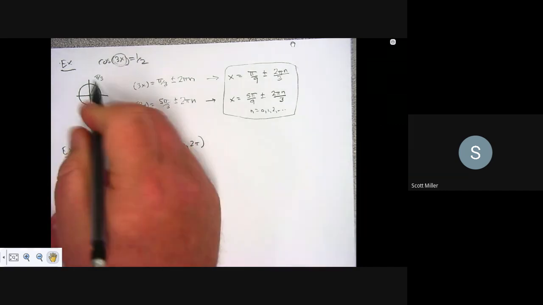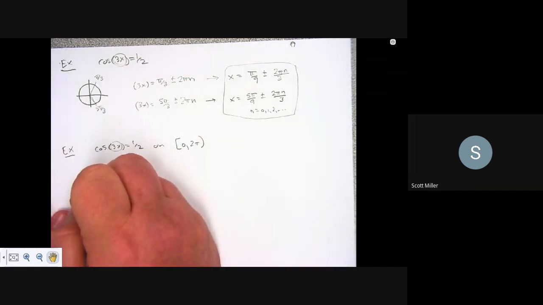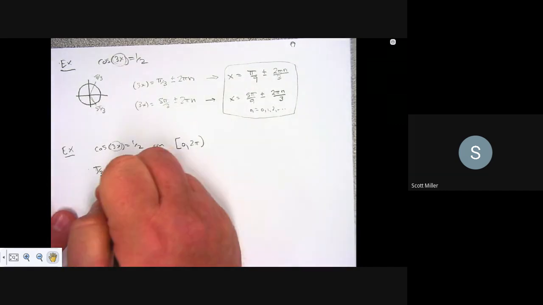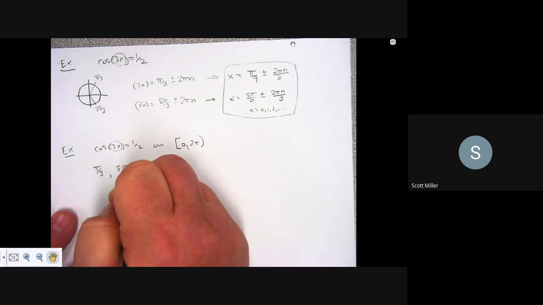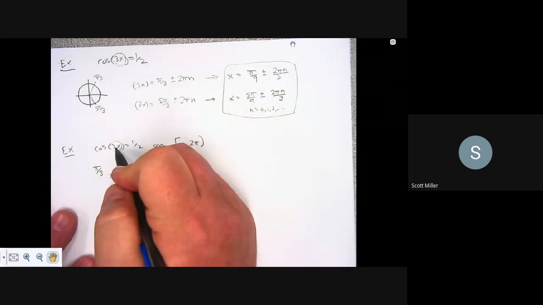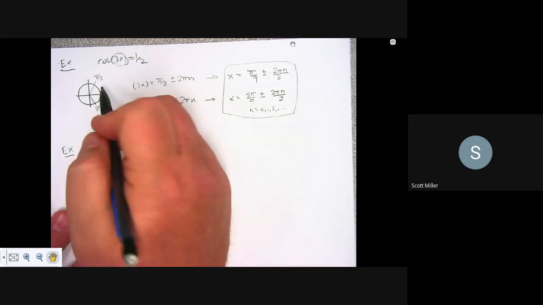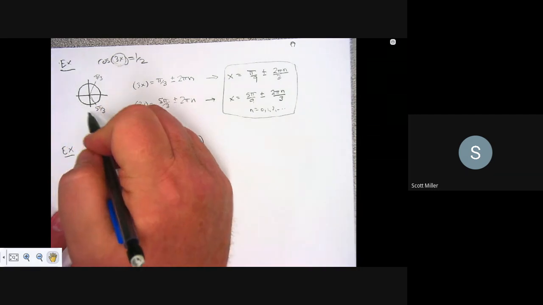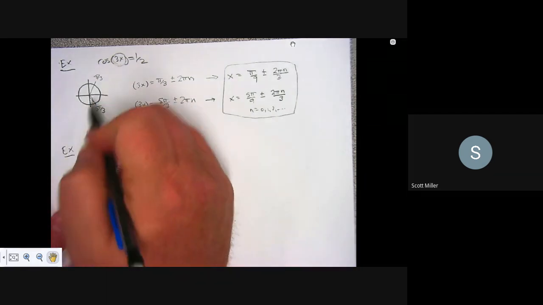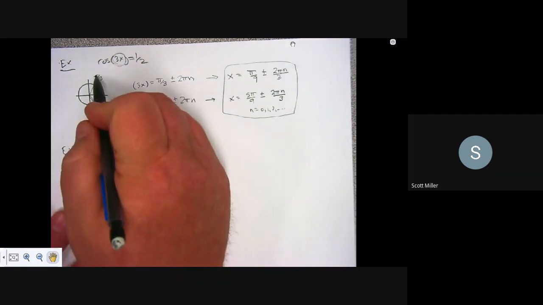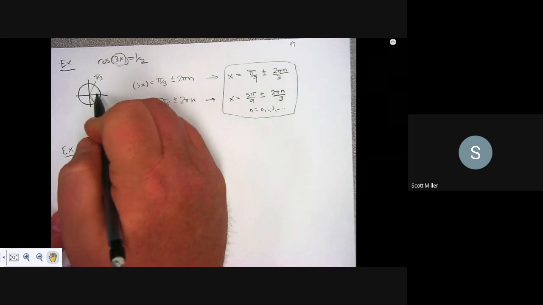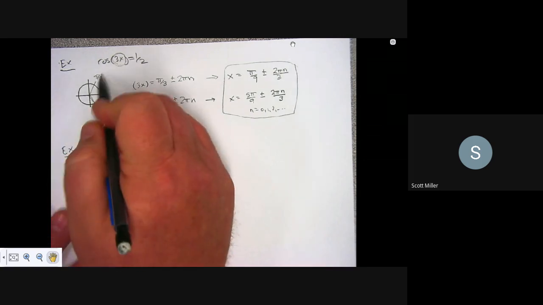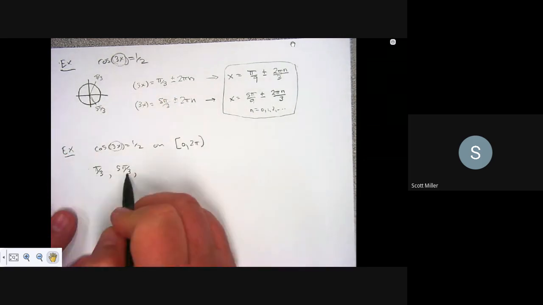The list I generated from this right here is pi over 3, 5 pi over 3. But because I have a 3x here, I have to go around and find all the coterminal answers 3 times around the circle. So 1 time around gives me these two. If I go around again, what are the coterminal angles that are associated with these?